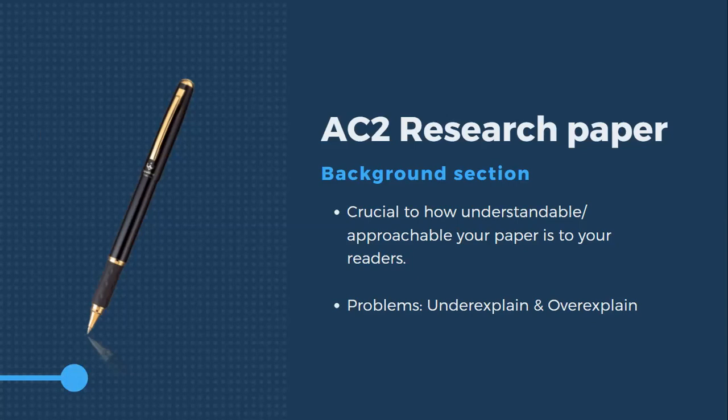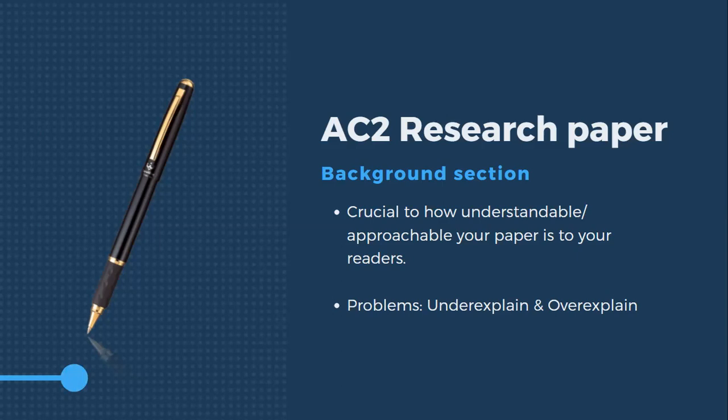Now, for AC2 research papers specifically, approachability depends a lot on your background section. The two common problems with this section are under-explaining and over-explaining. Under-explaining means you are lacking definitions and explanation, and what you can do is provide more explanation, using the advice that I was talking about earlier. But over-explaining is when you are giving a lot of background information, a lot of statistics, a lot of data, but altogether they don't combine into a coherent big picture of the background.